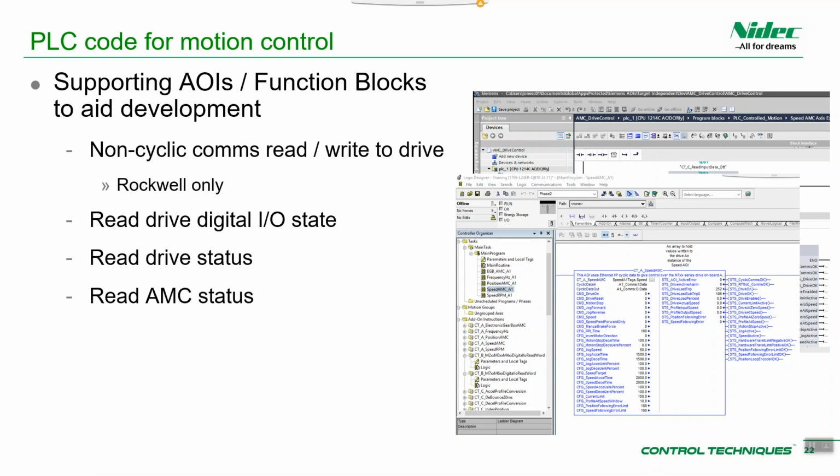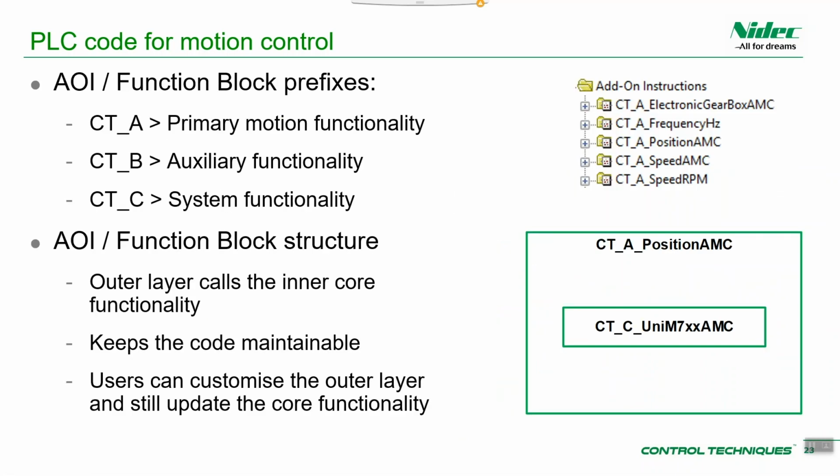So there are a certain number of supporting function blocks to help you build a system. For the Rockwell environment, we've got non-cyclic comms read and write blocks, so that instead of using cyclic communications which have a fixed destination, you've got non-cyclic comms that you can direct to any parameter that you like within the drive to receive parameter information, for example, at any point in time rather than cyclically. But for all of the PLCs, we've got dedicated digital I/O read function blocks, drive status function blocks, and AMC status function blocks if those items are useful to you.